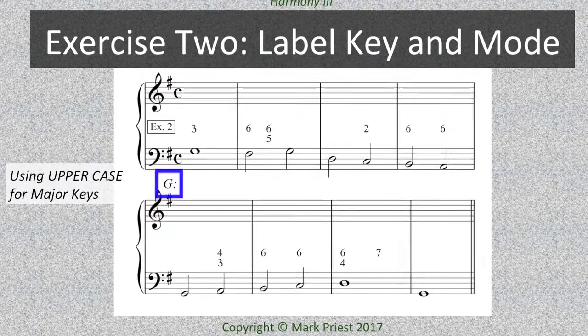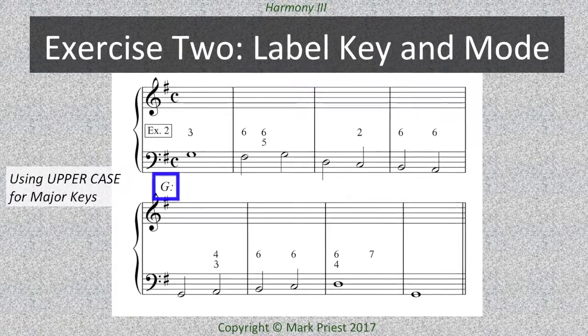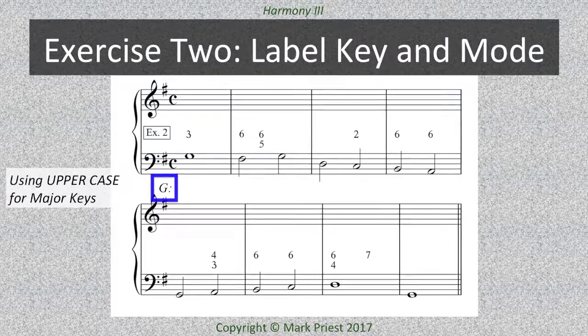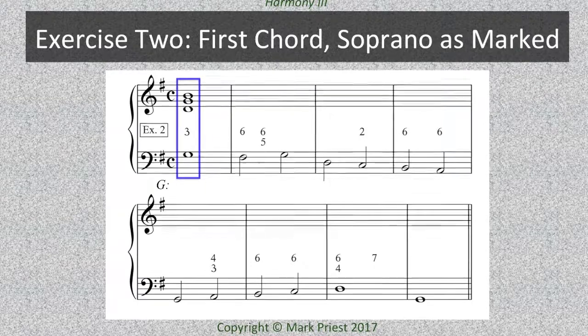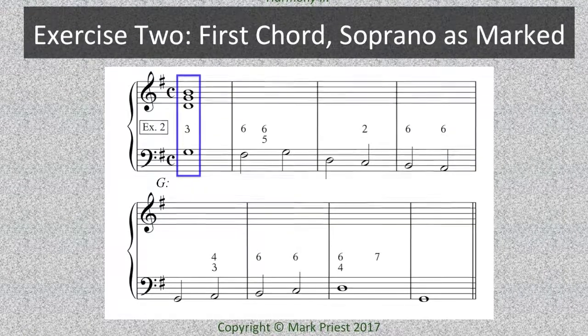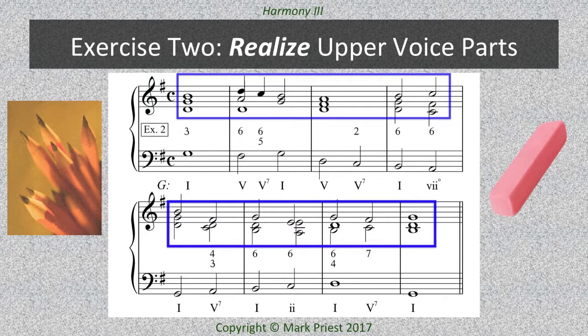Determine and label the key and mode. The first chord, with soprano as marked. Add Roman numerals, showing roots of major, minor, diminished, or augmented triads, also seventh chords. Realize the upper voices. There is often more than one right way to accomplish this. Final cadence.